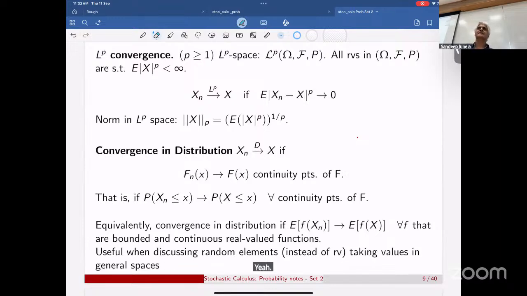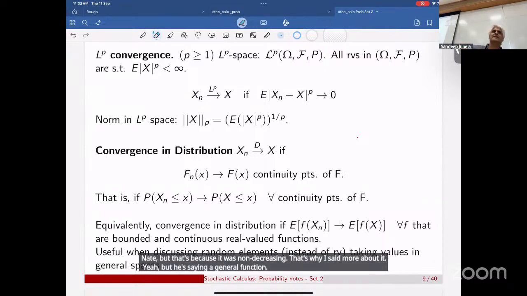I don't think you can, just because of the point the professor made about the rationals. No, but that's because it was non-decreasing. Yeah, so I said monotonic. But he's saying a general function. Monotonic and increasing, we've established that you can't. Just take zeros and ones. That's right. Yes, that's what you'll do in the homework.